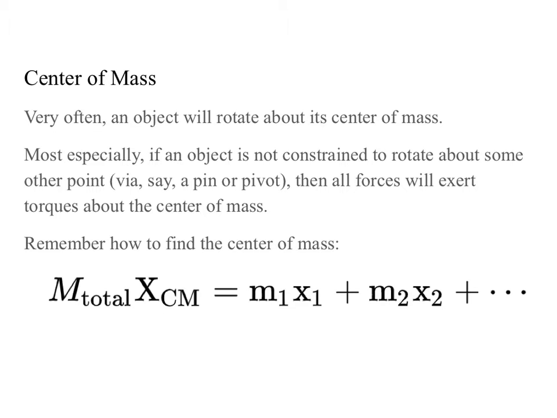And as an aside, remember that the definition of the center of mass is that the total mass times the center of mass position is each individual mass times its position summed. And you would do that in x and y and z separately.